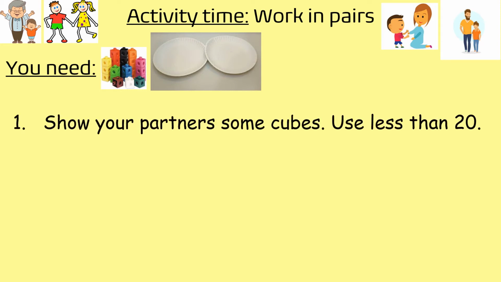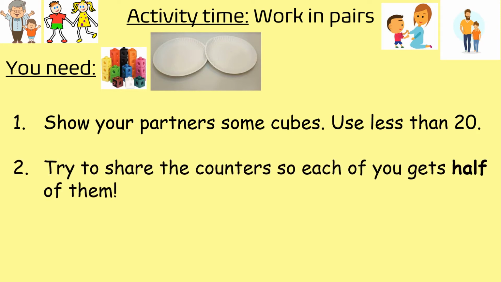Okay? Now, what you're going to do is you're going to give your partner some cubes. So you might give them 10 cubes. Okay, you're going to give them 10 cubes. Now, you need to try and share the cubes so each of you gets half of them. Okay, so you can have a go together. You get an amount, so you might pick 10, you might have 10 cubes, and I want you to share the counters or the cubes so that each of you gets half. Okay, so you're halving them.